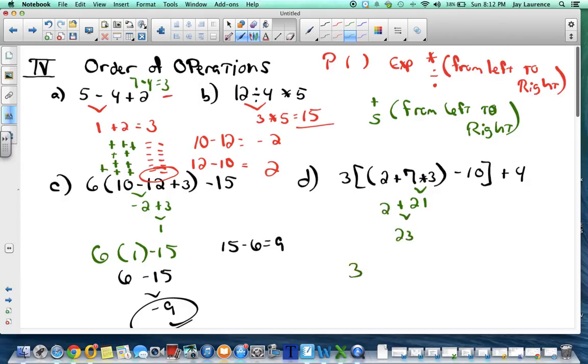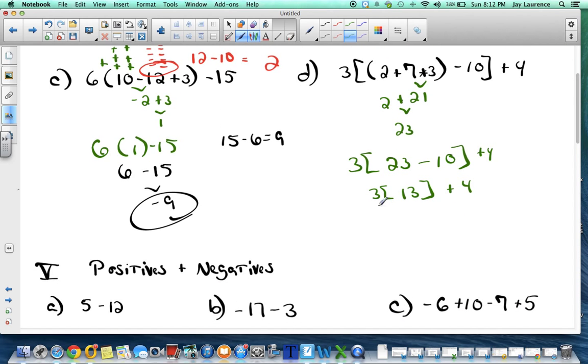So now my problem looks like 3, and then there's a 23 where the parentheses are, minus 10, and a plus 4. So I come back inside and I go 23 minus 10 would be 13. And plus 4. Okay, and so 3 times 13 is 39 plus 4, and that's going to be 43. Yeah, there we go. 43 is my answer.